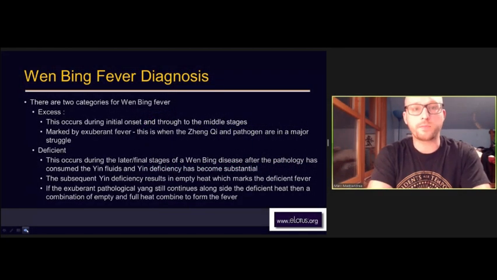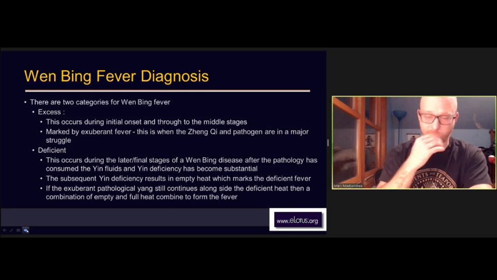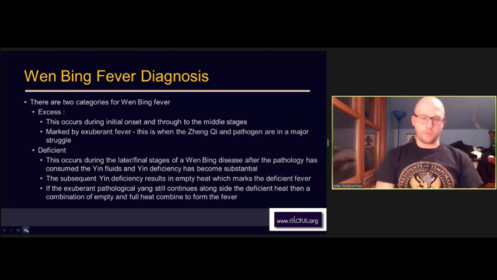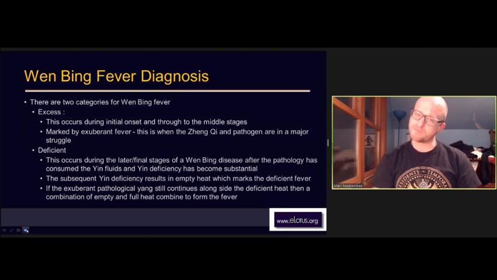So there are two categories here for a Wen Bing fever, right? These two categories are an excess fever and deficient fever. Excess fevers are generally found in the upper and the middle jiao, and sometimes the lower jiao, but most likely not, right? If you're using a Sanjiao idea, by the time it gets to the lower jiao, this pathogen has burnt through everything.